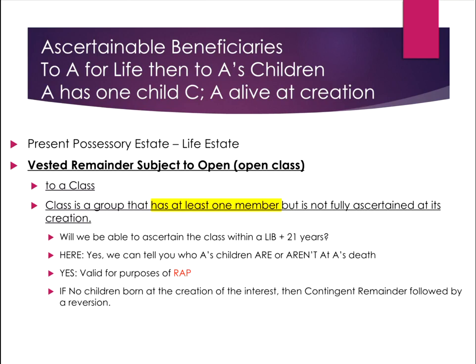When can one member demand distribution is when that class will close. Here, no one can demand a distribution until A's death because A has a life estate. This is valid for purposes of WRAP. We can use A as the measuring life. At that point, all of the members will be either ascertained or not, and thus it's valid for purposes of WRAP.